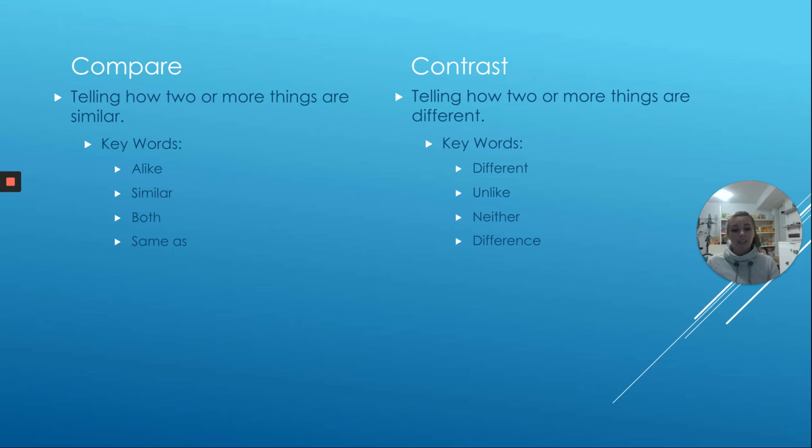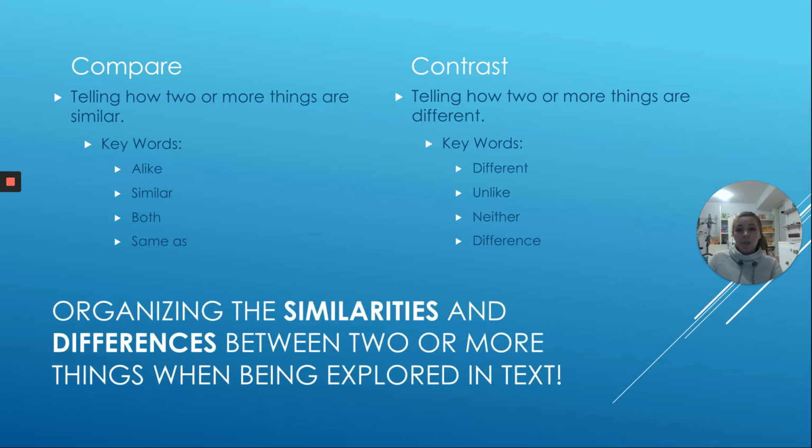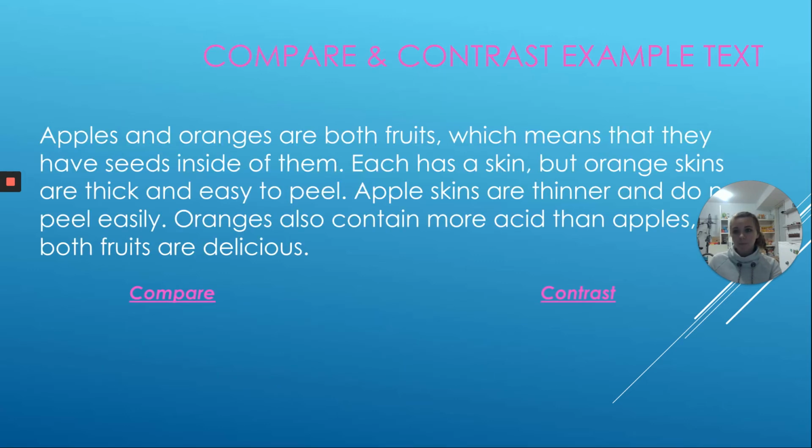So comparing and contrasting is when you're organizing the similarities and differences between two or more things when the text is being explored. It has to be doing both to be this text structure. Keep that in mind again. We're going to do a quick little example, and then tomorrow we will do more examples. Apples and oranges is something super easy. You guys hear that all the time. It's like comparing apples to oranges.